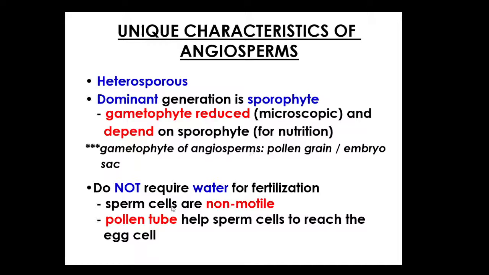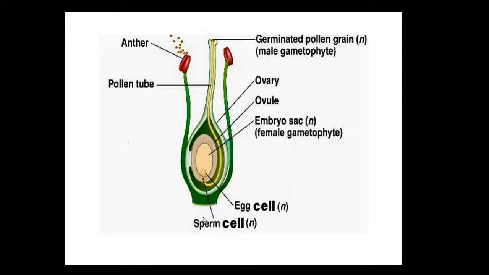This is what we learned about in chapter 9 last semester. Okay, so you should recall this diagram that I made you draw for your exercise. Okay, the pollen grain will germinate, the pollen tube grows and delivers the sperm cell to the egg cell.